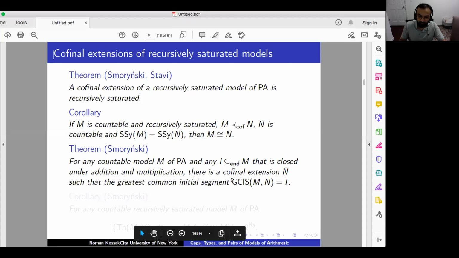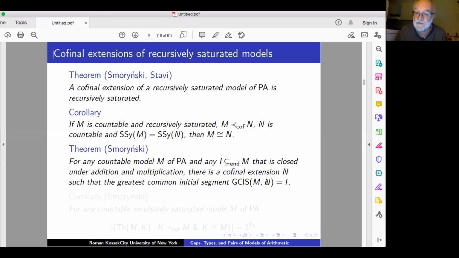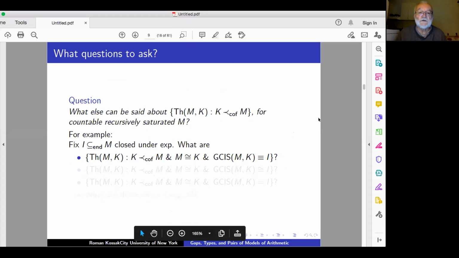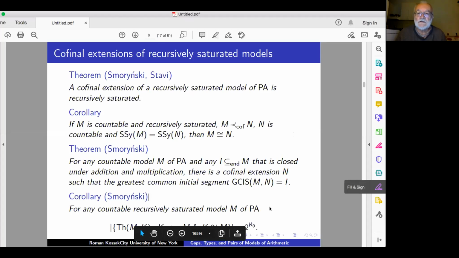Okay, so what I was saying, last remark, is that this greatest common initial segment is an interesting isomorphism invariant of the pair, the model-theoretic pair, because it's actually first order definable in the language of the pair. So we will come back to this.